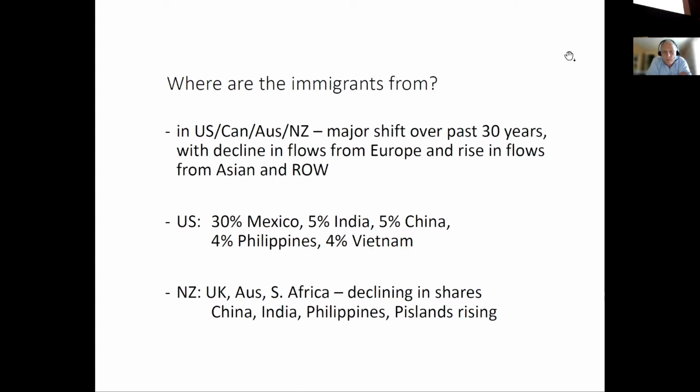The big four shifted from mostly Europe to Asia and the rest of the world. So right now in the US, about 30% of immigrants are from Mexico. Close to 20% are from different Asian countries. And then lots of older immigrants are from some of the more historical countries. In New Zealand, we see a similar pattern.